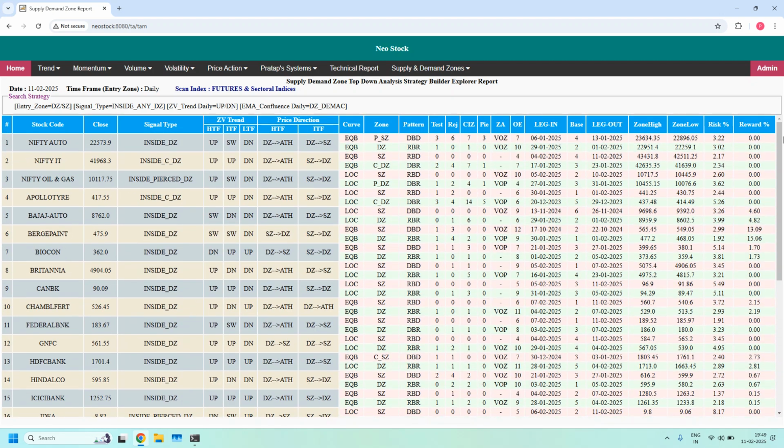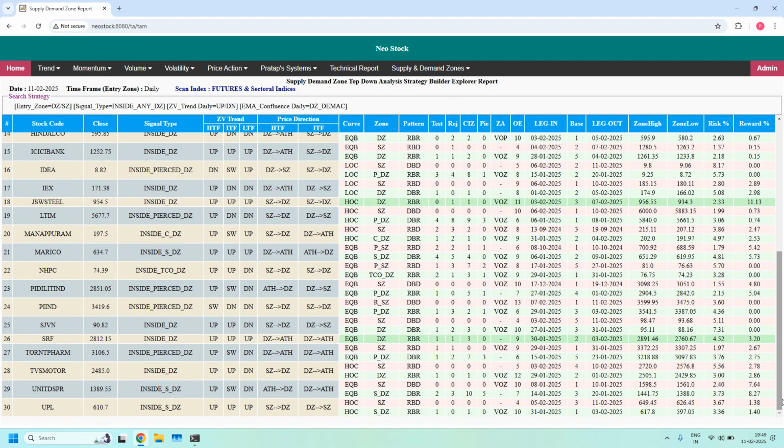So first 15 stocks in the list. I'm scrolling the list down. So total 30 stocks. So in these 30 stocks, current price closed inside the daily demand zone, and these daily demand zones are having daily EMA Confluence.